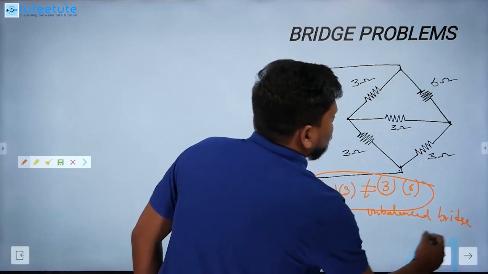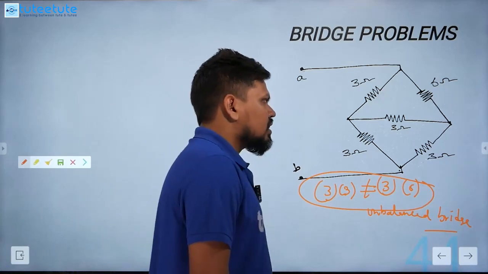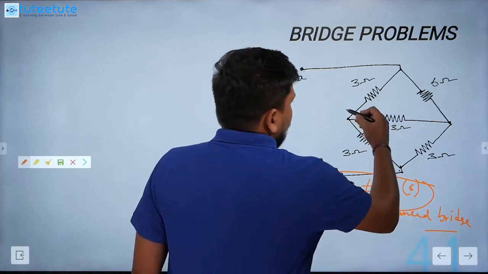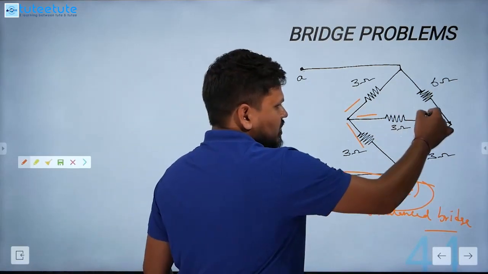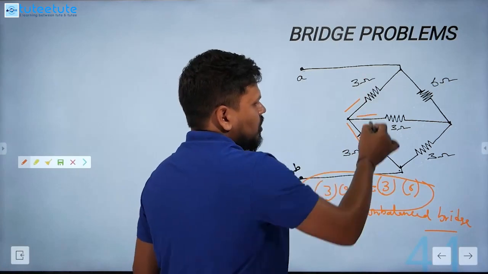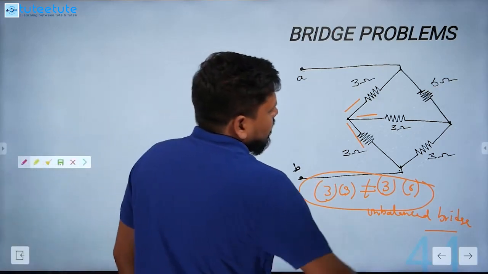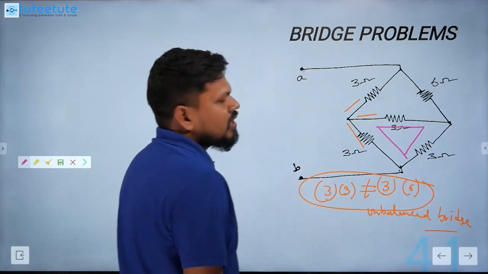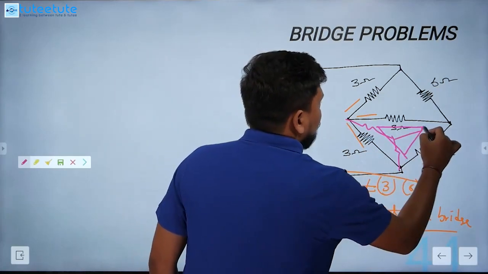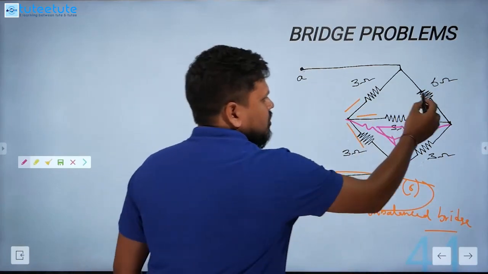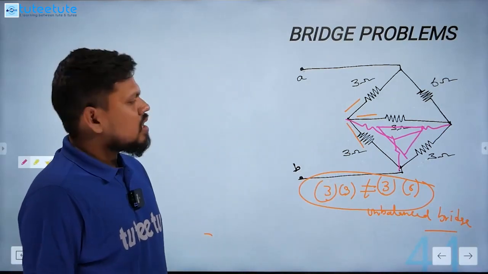Once it is an unbalanced bridge, there is no other way to solve. We have to convert some delta network into star, or star network into delta. Just see, I will explain. This is a star connection, right? If you convert that star connection into delta, you will get one resistance here, one resistance here, and one more from here to here. Otherwise, this is the delta we have, and this delta we can convert into star. Once you convert into star, you will get one resistance here, one here, and one here. After that, these two are connected in series, these two are connected in series, and this one will be there at the end. So you have to calculate the values of those resistances and the equivalent resistance.